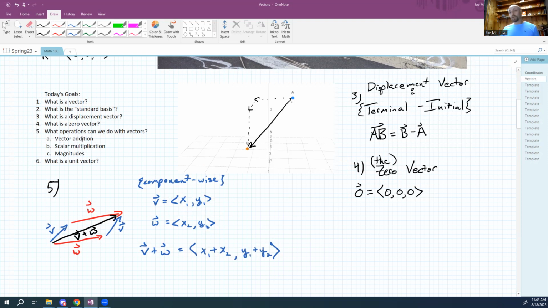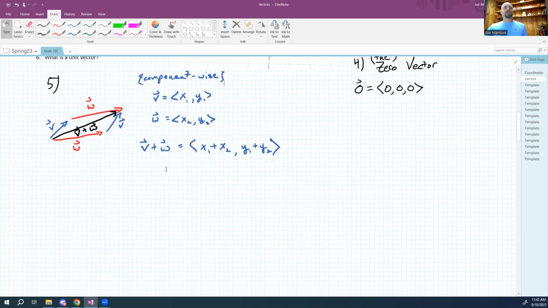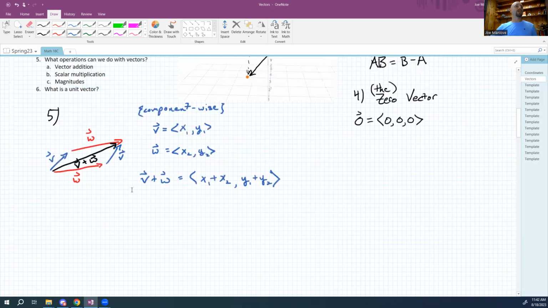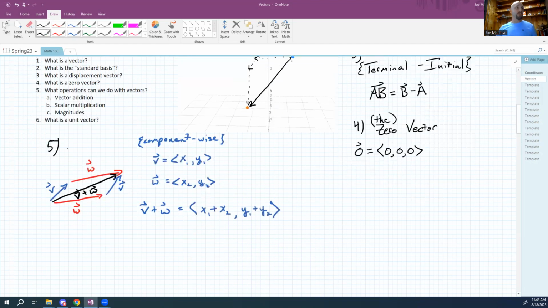That's vector addition. Vector subtraction is kind of a weird one. It works the same way, actually, but I'm going to lump it in with this idea of scalar multiplication and then use vector addition afterwards. So let's talk about what is a scalar first. Okay, sorry, labeling's important. This is 5a, vector addition. Okay, so this is going to be 5b, that's going to be scalar multiplication.